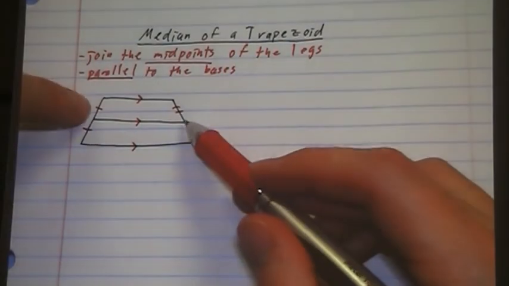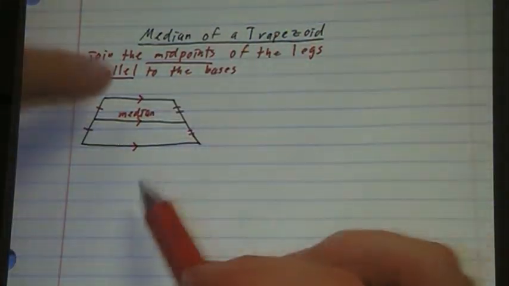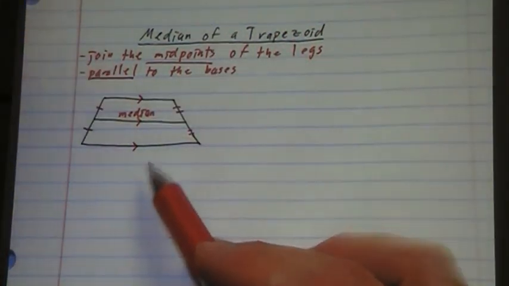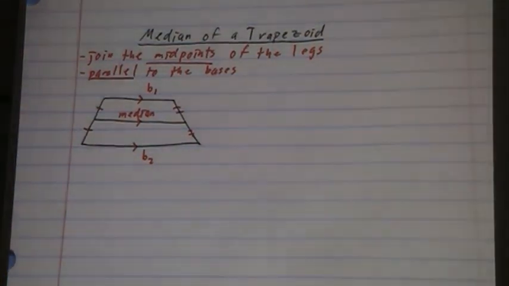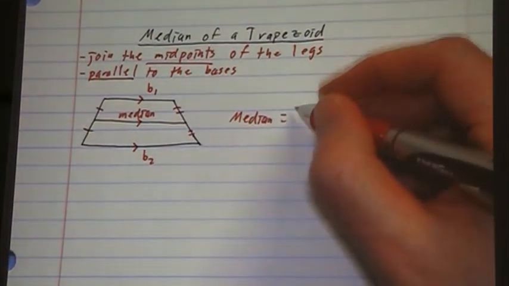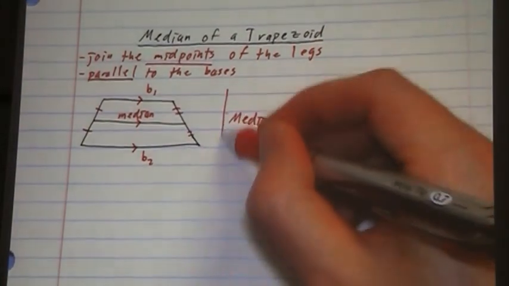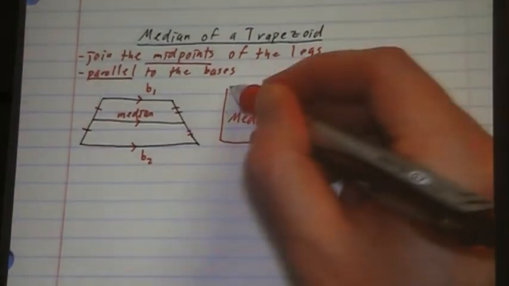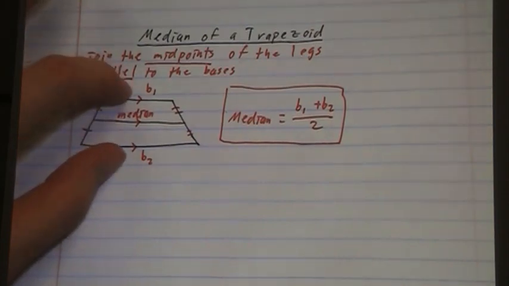We know the median's in the middle. Now the top and bottom are just bases, but because we're going to put these in a formula, we're going to call the top base B1 and the bottom base B2. If you flip those around, it's not going to matter. And the deal is the median equals base 1 plus base 2, divided by 2. There you go, the end. So the median's halfway in between those bases.